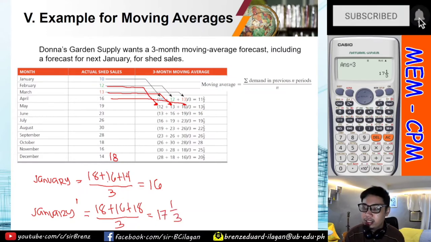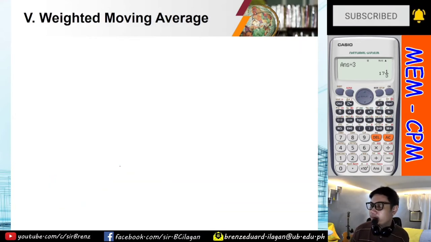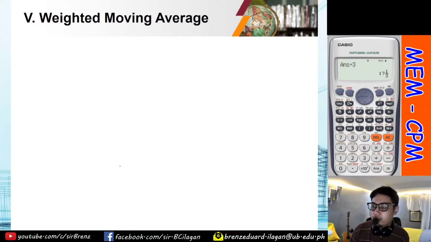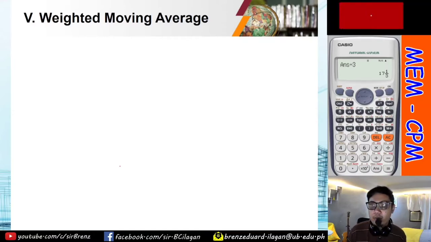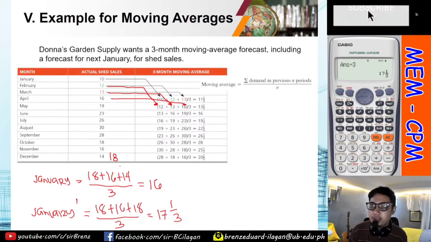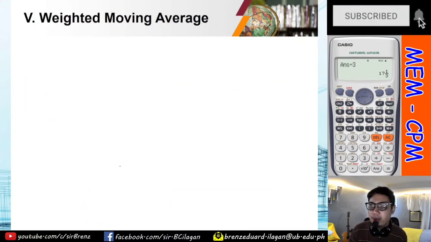Ayan. So, ganyan si moving averages. Okay. So, let's proceed with the next. So, paano naman kapag weighted moving average? Yung previous natin, moving average lang. Ngayon naman, paano kapag weighted moving average?